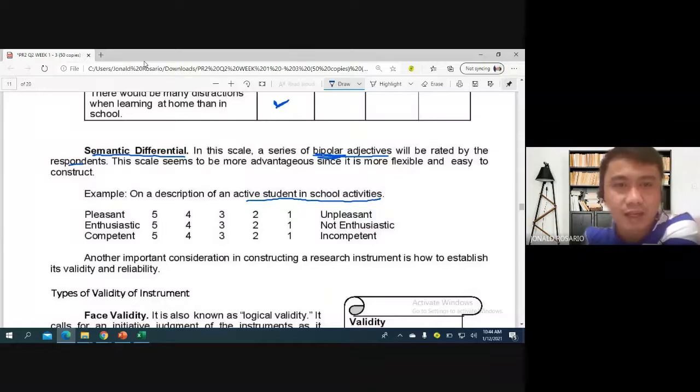Yan. So just for example, the item is about the description of an active student in school activities. Hindi mo na kailangan maglagay ng mga statements diyan. Ang ilalagay mo na lang ito yung ating rating scale. So mayroon tayong bipolar adjectives, pleasant and unpleasant. Ilagay mo sa gitna yung 5, 4, 3, 2, 1. Yan. 1, so unpleasant talaga yan. 2, siguro medyo. 3, medyo nasa gitna, no? 4, medyo malapit na sa pleasant. 5, talagang pleasant siya. And so on. So, ganun. Ang tawag dyan, semantic differential.